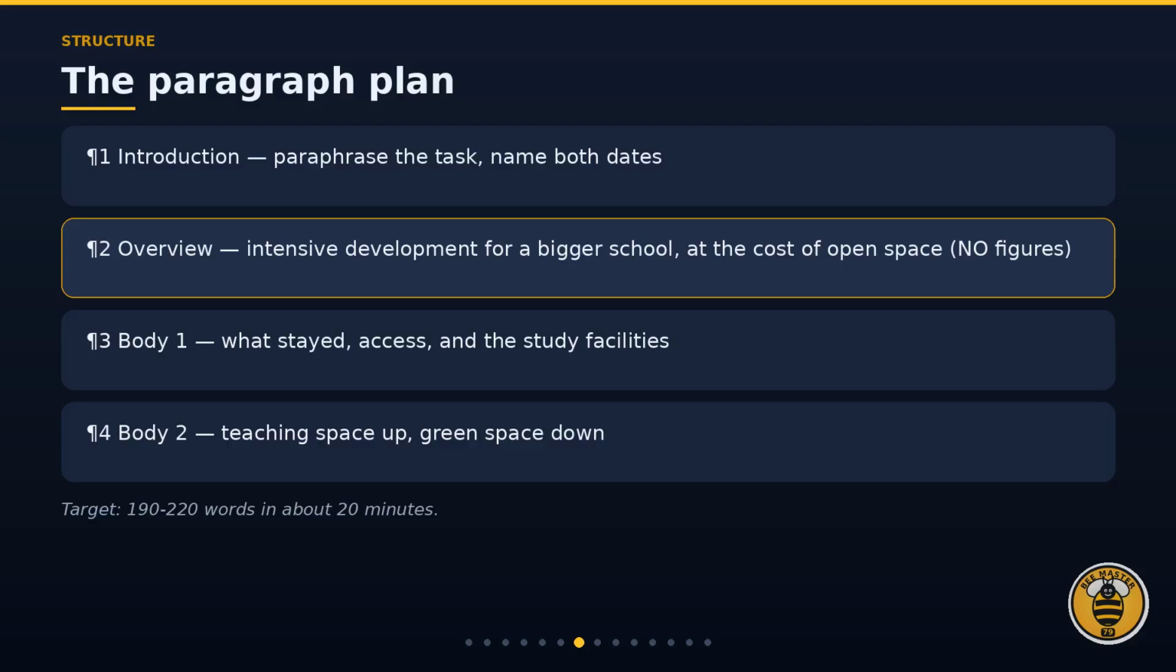Here is the plan. Paragraph 1 paraphrases the task and names both dates. Paragraph 2 is the overview. Intensive development to house a bigger school, paid for with open space, and crucially, no figures in the overview. Paragraph 3 covers what stayed, access, and the study facilities. Paragraph 4 covers teaching space and the loss of green space.